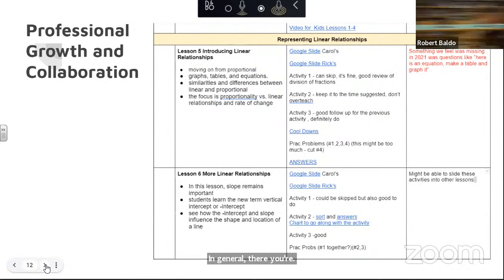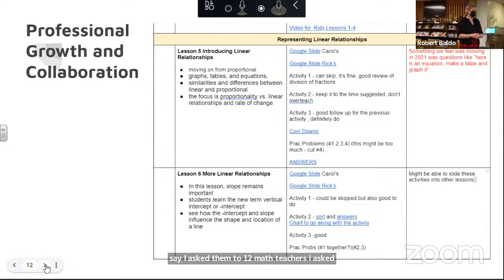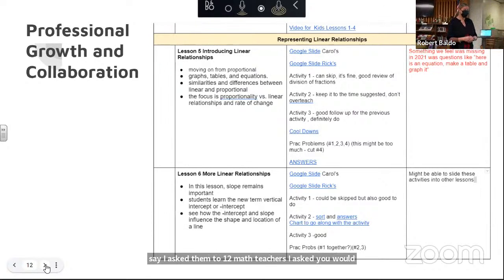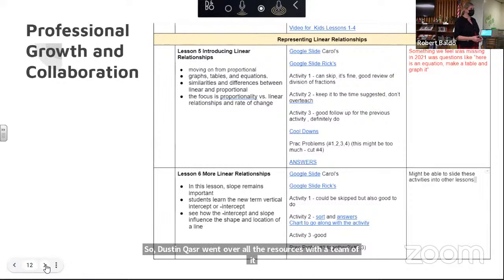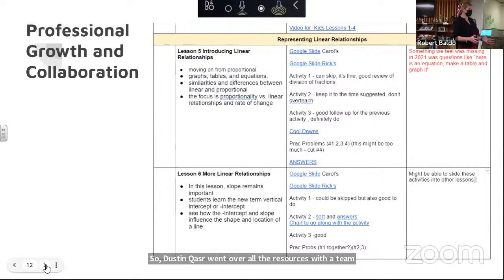Actually, I asked among the 12 math teachers who would be interested in looking at this. Last year we looked at just open resources, 2 open resources programs, on a team of maybe 5 or 6 teachers. And then this year I got some actual physical textbook samples while I was on maternity leave. So Dusty Kaiser went over all the resources with a team of, I think, 8 or 9. So the majority of the math department got to look at these resources and put their stamp of approval on Illustrative.